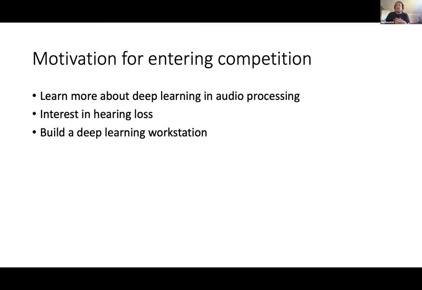I have done some research in the past into audio quality for the hearing impaired, though I don't have any experience in hearing aid signal processing. I also had a bunch of parts left over from a PC I took apart, and as a personal project, I wanted to build a deep learning workstation. This is not so important, just the fact that all training was carried out in my garage.